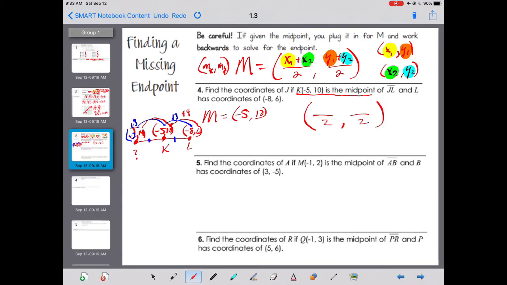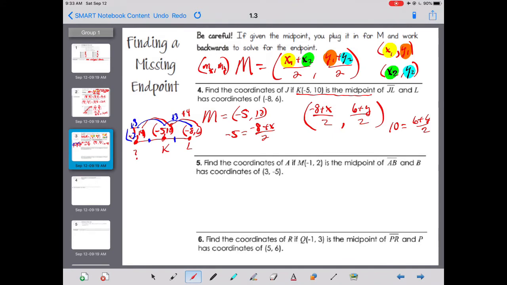So we know that it's going to be, excuse me. So if our M is negative 5, 10, that means that negative 8 plus x over 2, right? And then 6 plus y over 2, those have to turn into it. So we're going to separate it into two equations. The x parts have to be equal, so negative 5 has to equal negative 8 plus x over 2. And 10 has to equal 6 plus y over 2. We have to solve for each one individually.